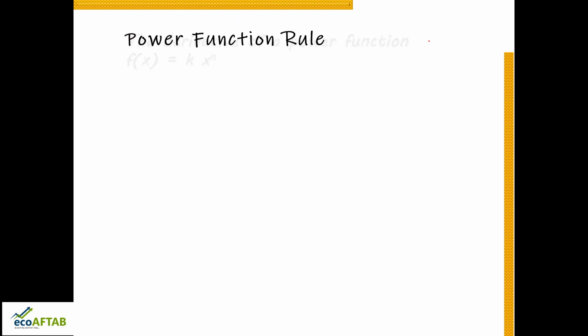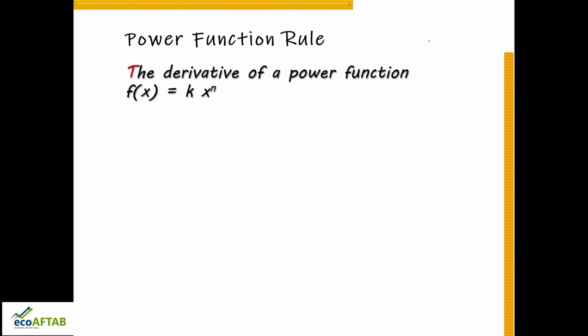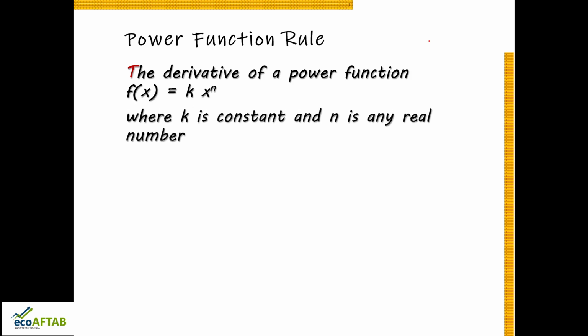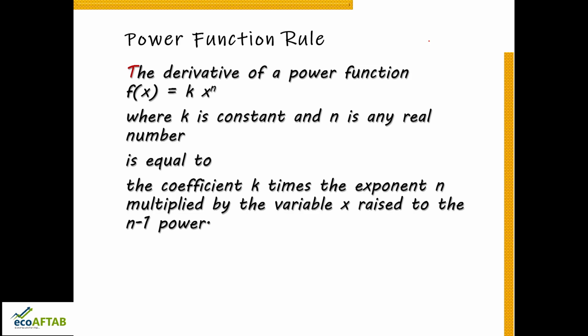So what is power function rule? The derivative of a power function f of x is equal to k into x raised to n. Here friends, k is a constant and n is any real number, which is equal to the coefficient k times the exponent n multiplied by the variable x raised to the power n minus 1. If you look at this description of power function rule, it is very confusing, but the moment you apply it with an example, it will be very easy to understand what I am trying to tell.